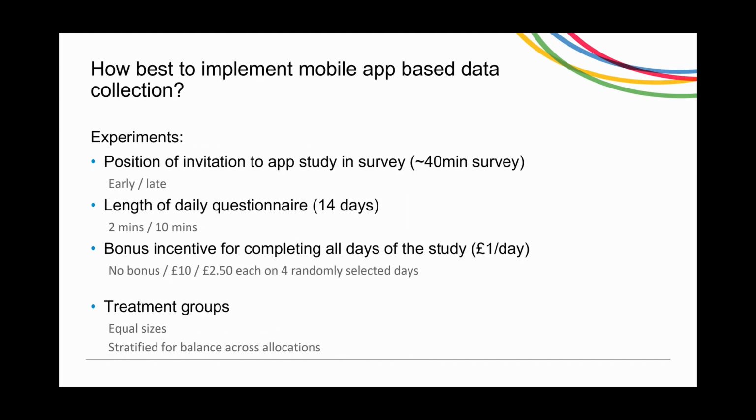The first was where in the annual interview we invited them to this additional app study. So the annual interview is on average 40 minutes. Half the sample were invited to the mobile study after a few early modules, so early on in the interview. The other half were invited right at the end of these 40 minutes. So that was the first experiment.